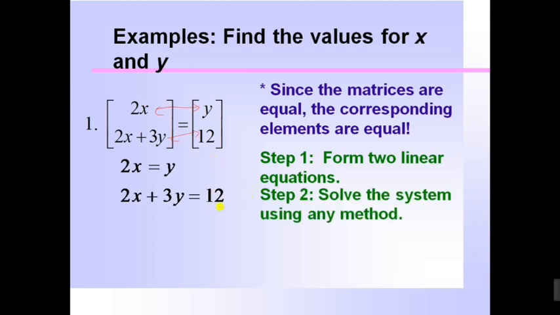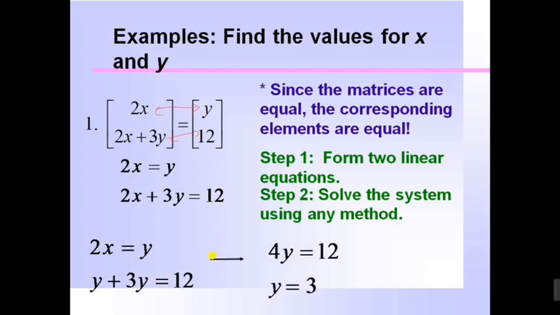Now solve this system of equations by any method you like. So 2x equals y, and y plus 3y equals 12, and if I solve, I will get 4y equals 12 and y equals 3, and then 2x equals 3 and x equals 3 by 2. So this is the final solution: x is 3 by 2 and y equals 3.